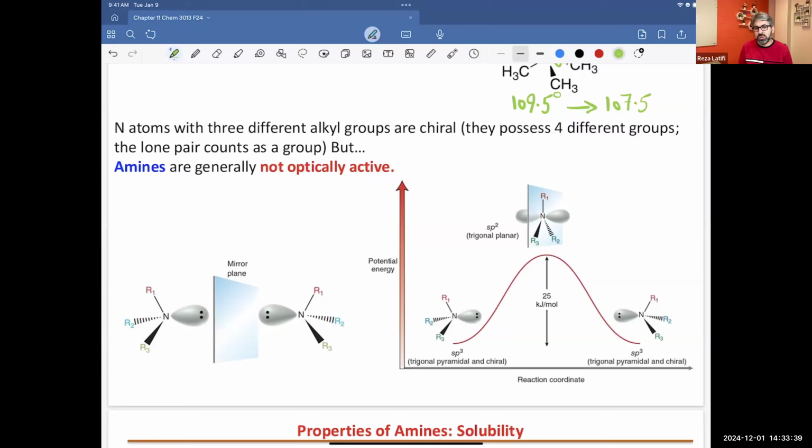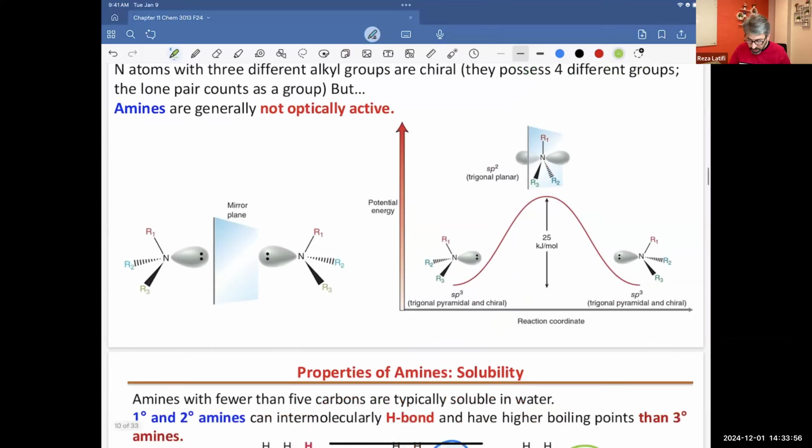And whenever you try to measure the optical activity, you will find it is racemic. It doesn't mean you don't have enantiomers. You do have them, but because they can easily transfer to each other, they will cancel the optical activity of each other, and the solution will be non-optically active.